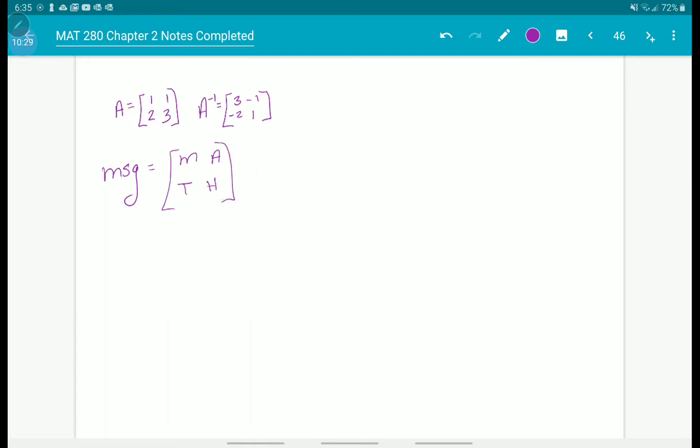I have to choose something where that matrix multiplication is going to be defined. So if I'm using the encoding matrix that's a 2 by 2, then for this multiplication to be defined, this has to be a 2 by something. And that something's going to depend on how big the message is. We're using a 4-letter word, math, so we're just going to use a 2 by 2 here.